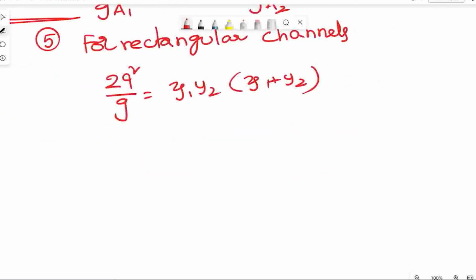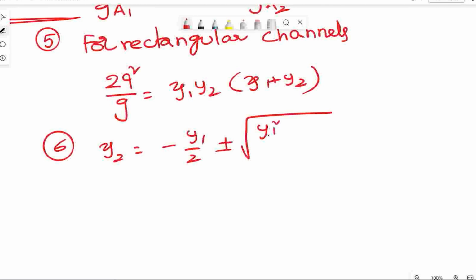Then what I have derived as the sixth equation: y2 is equal to minus y1 by 2 plus or minus square root of y1 square by 4 plus 2q square by g y1. And if you want the other way also, I can write y1 is equal to minus y2 by 2 plus or minus square root of y2 square by 4 plus 2q square by g y2.